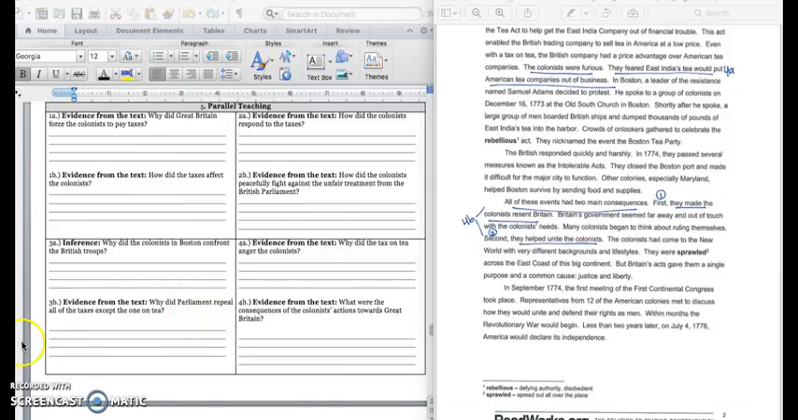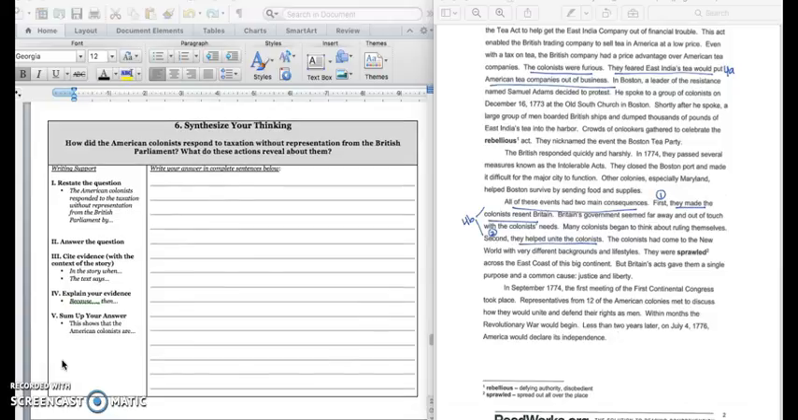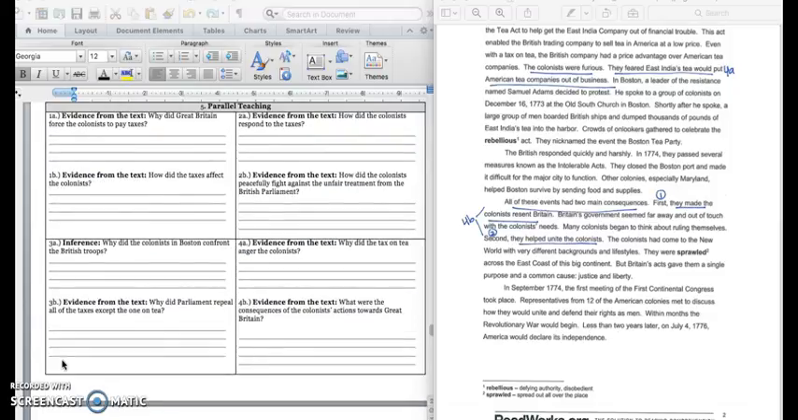For the paragraph, it tells us, how did the American colonists respond to taxation without representation from the British Parliament? And you need to go back in your notes and figure out how they responded to the taxes and what this reveals about them as people.